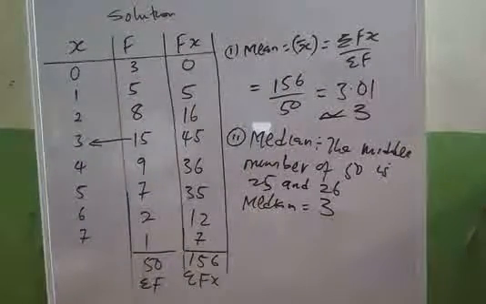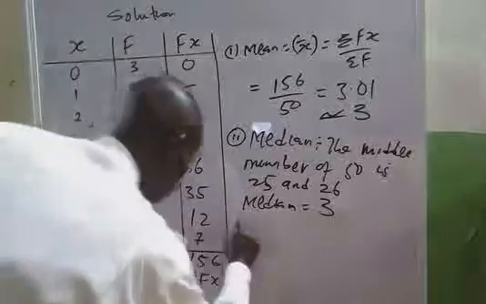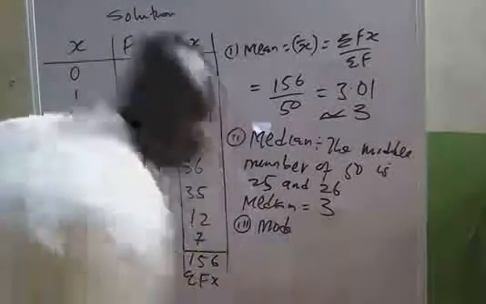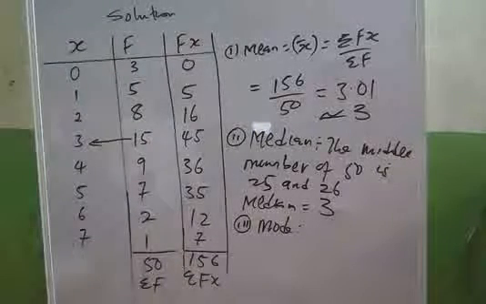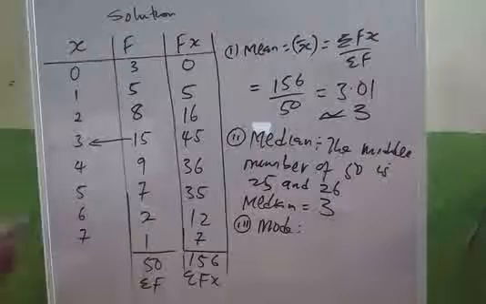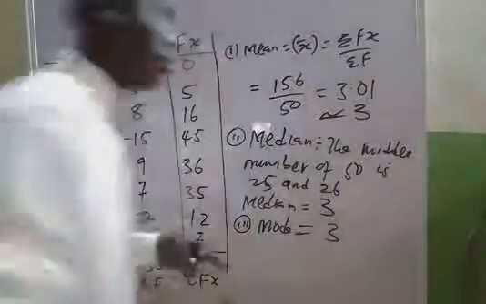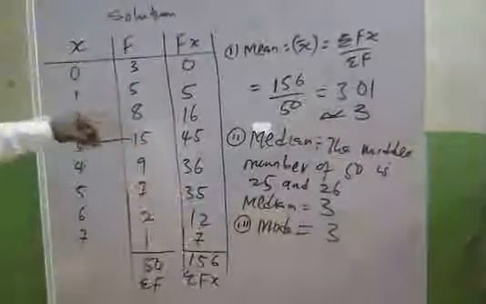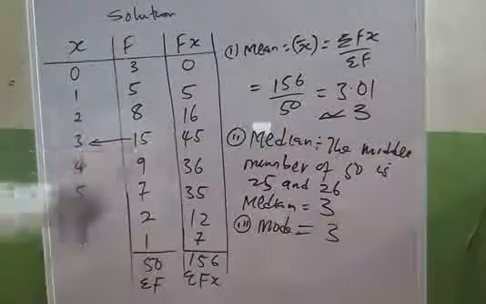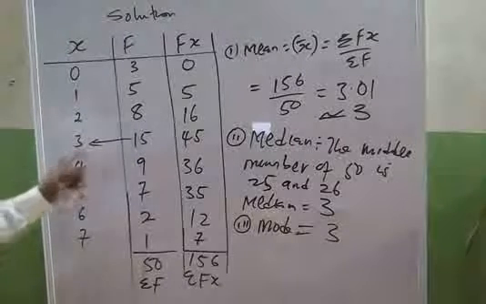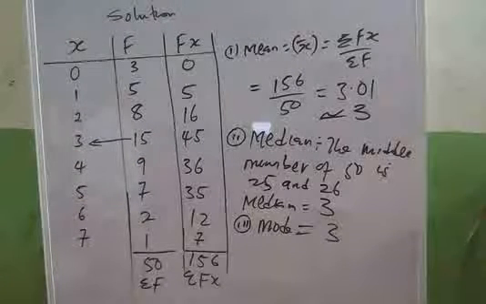Then we have the mode. The mode is the number that occurs most. So go for the number that has the highest frequency. The mode is also what? It's 3. Mode is equals to 3. Because 3 appears most. 3 appears 15 times, or 15 students scored 3 marks, which is the highest occurring mark in the distribution.